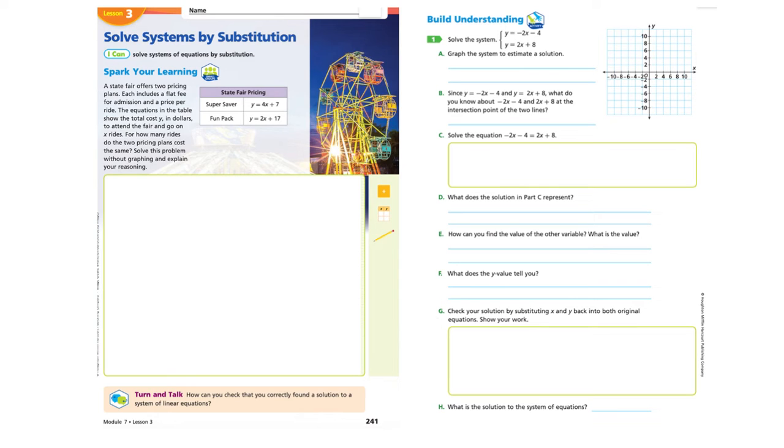And then G, check your solution by substituting x and y back into both of these original equations. Once you solve these problems, actually all those, you'll know x and y. You can put those values into each of those equations, and they want you to do that here, show your work, and then what is the solution to the system of equations. So work on that, pause here, work on those, and then we'll go to the next page.